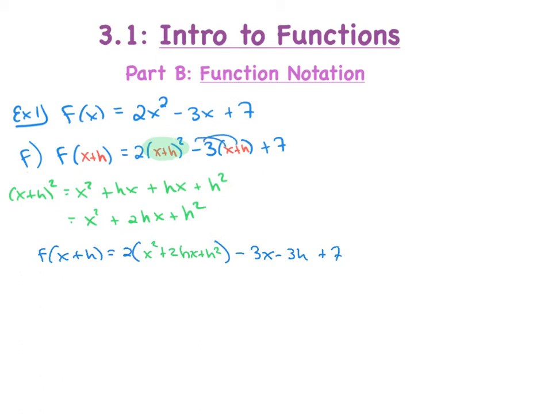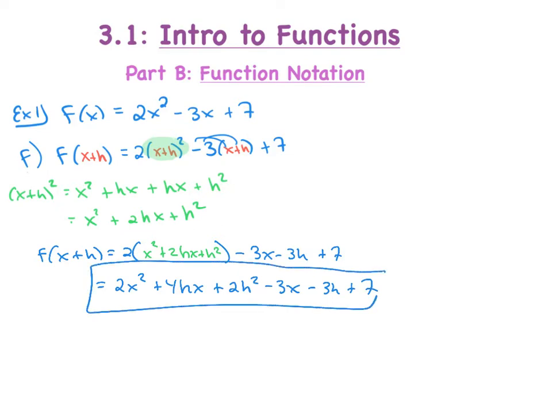Distributing our negative 3 through, we get 2x squared plus 4hx plus 2h squared minus 3x minus 3h plus 7. Not a darn thing combines. It's the only good thing there, so we are done.